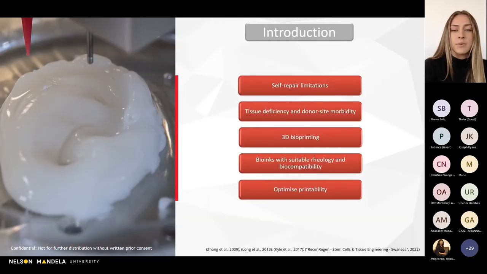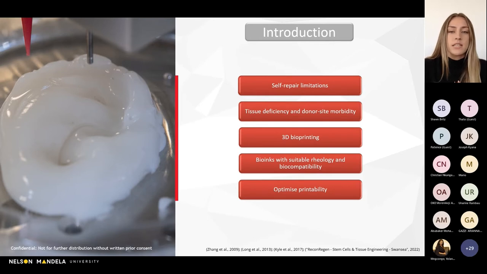Cartilage is largely unable to repair itself, which has led to multiple advances in microsurgery and transplantation. However, tissue deficiency and donor site morbidity limit the ability to replace and restore tissue function. Therefore, 3D bioprinting combined with nanomedicine has the potential to resolve these issues by producing functional, customized tissue replacements on demand, which is why this field of research has gained such momentum in recent years.